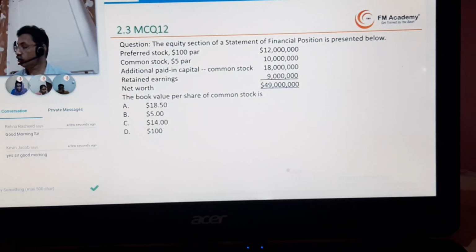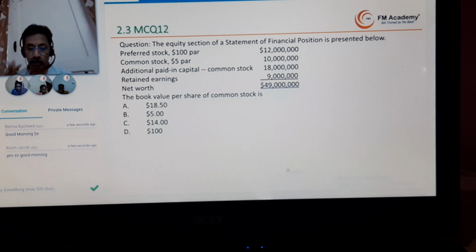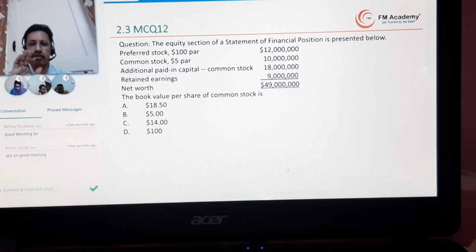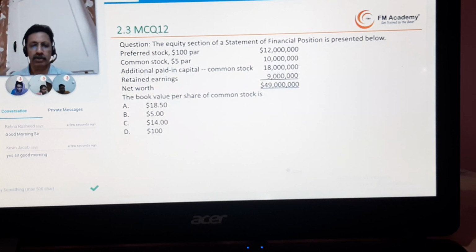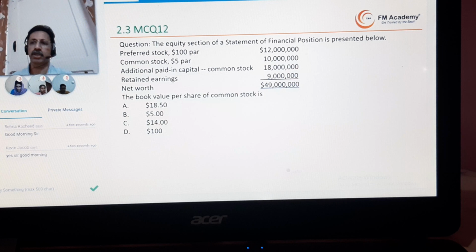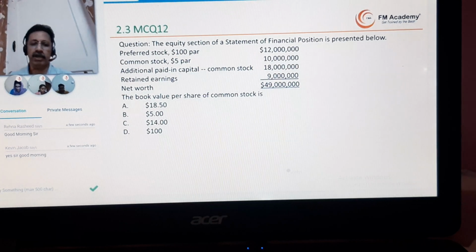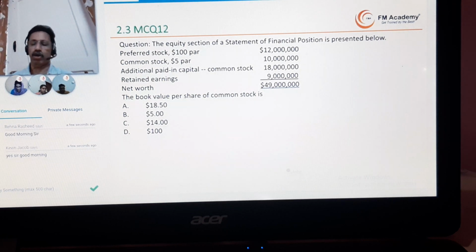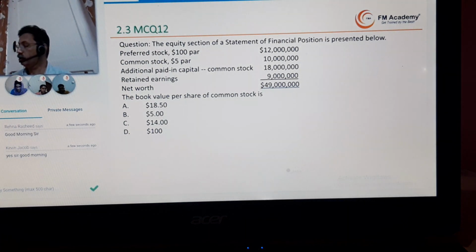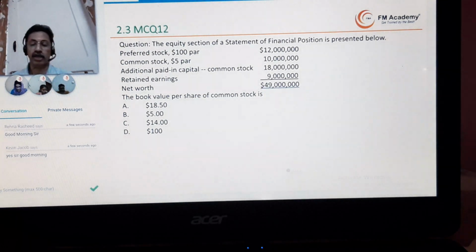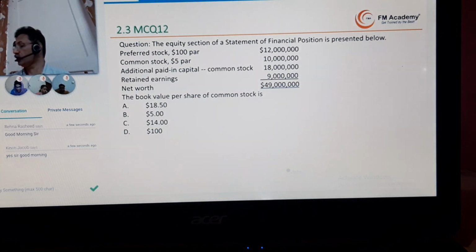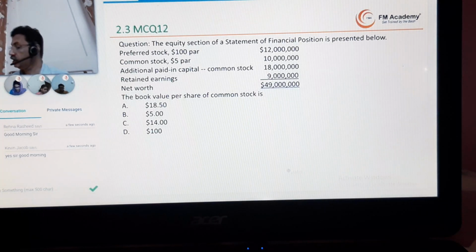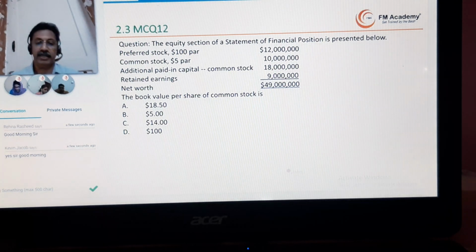The formula for book value per share, or book value per share of common stock, both are the same, because this book value we will compute only with respect to the common stock. So when they say book value per share, it is for the common stock. Book value per share is equal to total shareholders' equity minus preferred equity claims, divided by the number of common shares outstanding. Let's do that.